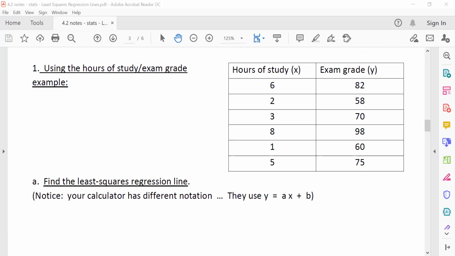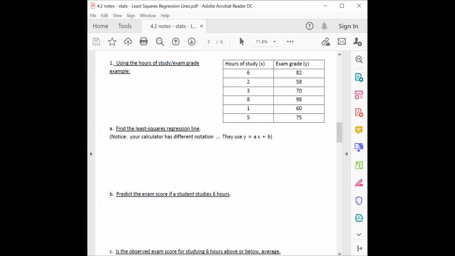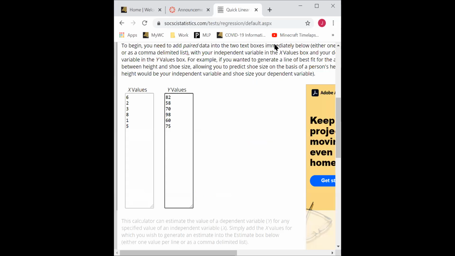For me, I'm literally just Googling a linear regression calculator, and I'm going to enter it in. I'll show you what I enter in just a moment. And so here we go. This is what's getting added in.